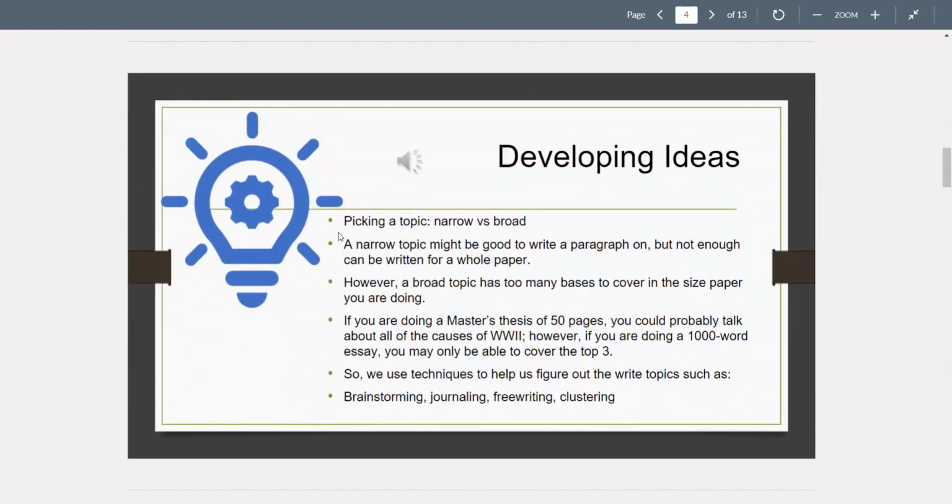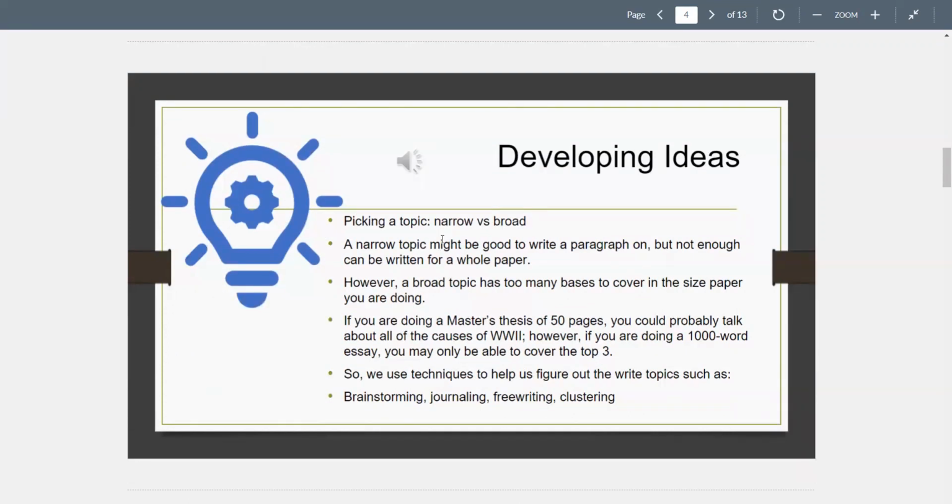So first at the pre-writing stage, this is where we're developing our ideas. The first step to that is picking a topic. We want to make sure it's narrow enough, but not too narrow. A topic that's too narrow might be good to write a paragraph on, but not enough that can be written for a whole paper. But a broad topic has too many bases to cover in the size paper you're doing. And it completely depends on what size paper.